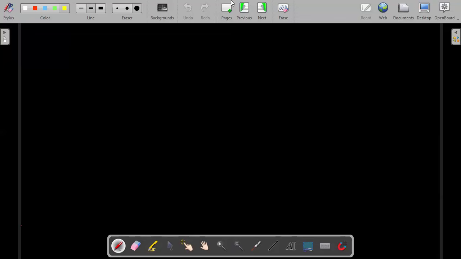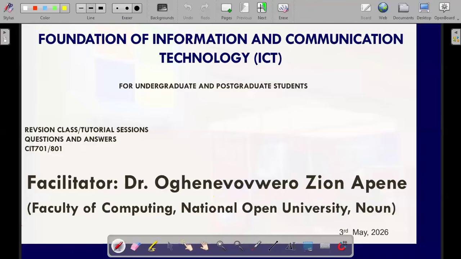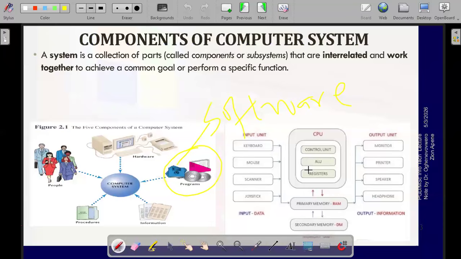Hello, ma'am. Yes, I can hear you. What about system unit? System unit. Yes, because I think it's 4 components, right? Yes, okay, let me show you this. This is component of a computer system. I have one diagram that I used. I did this because of the question you asked me.